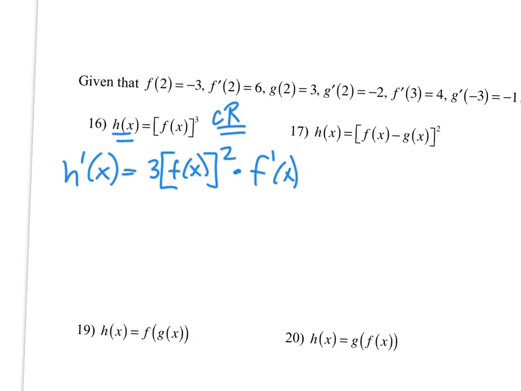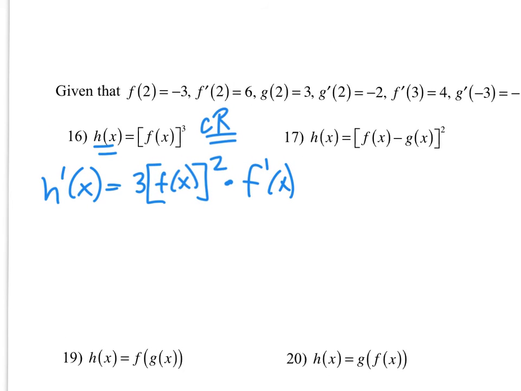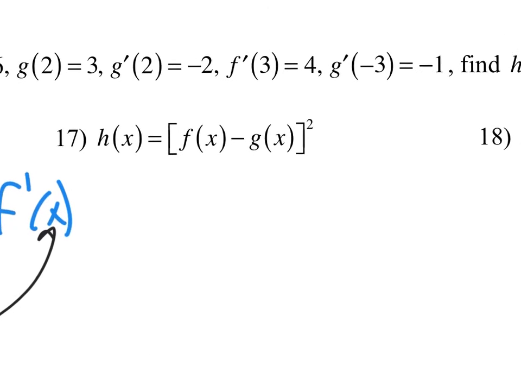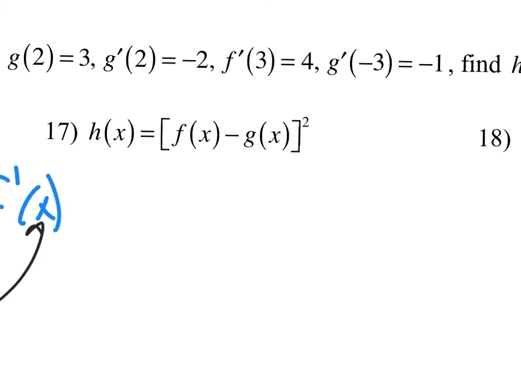So now that we've set up what h prime of x is, now we can find h prime of 3 by plugging in 3 and finding those values in the given statement above. So you can finish that one up. Taking a look at 17, we're going to be doing the same thing.